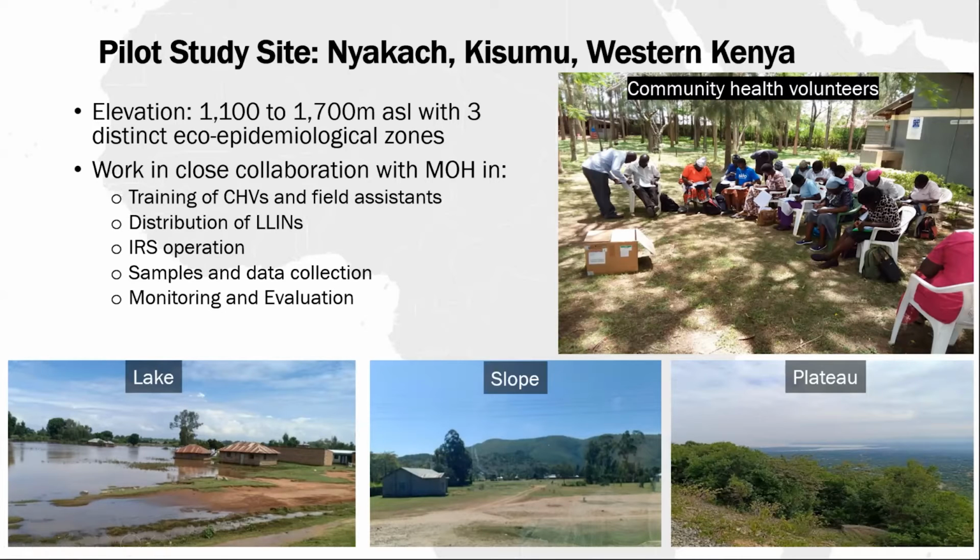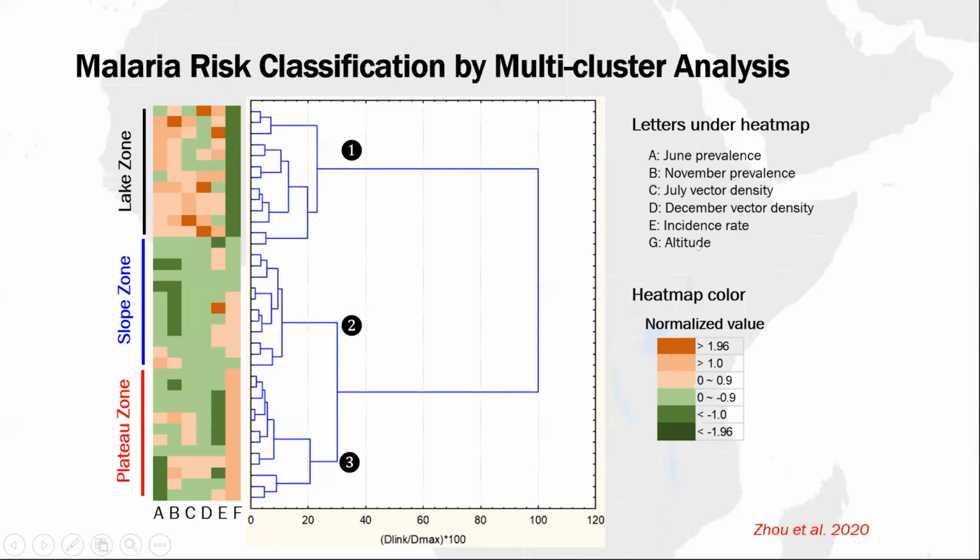above sea level. We work very closely with the Ministry of Health in terms of training the CHVs as well as field assistants. We also work closely on interventions, in distribution of both LLINs and PBO nets, as well as IRS operations, and also sample collection as well as data collection. And we, as ICEMR, do the monitoring and evaluation to evaluate the most effective intervention that we are doing.